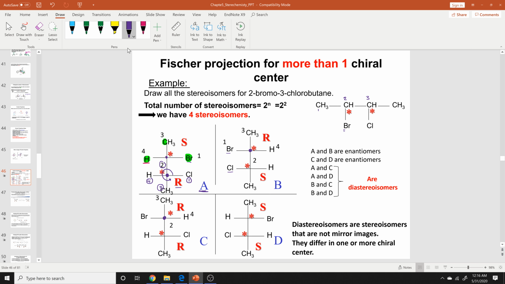Diastereoisomers are stereoisomers that are not mirror images of each other. So BC are not mirror images. They only differ in one chiral center. Same thing for AC, BD, and AD. All of those differ in one chiral center.